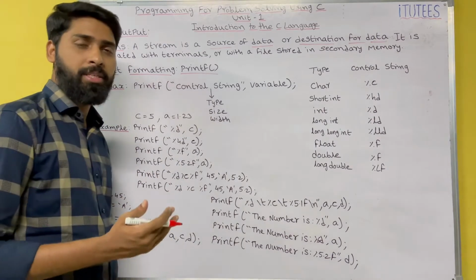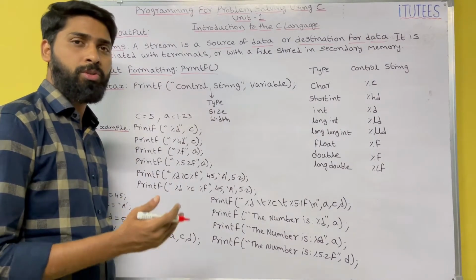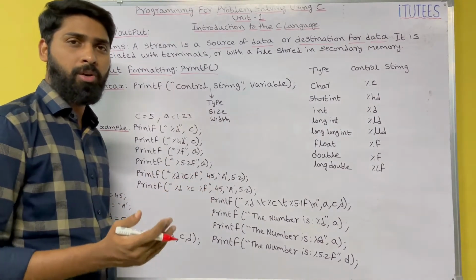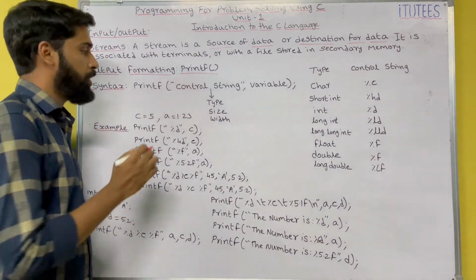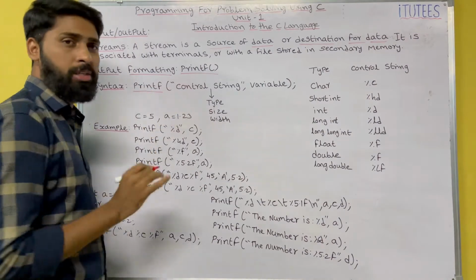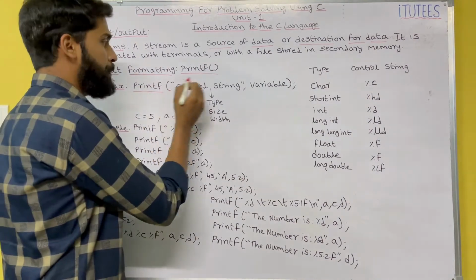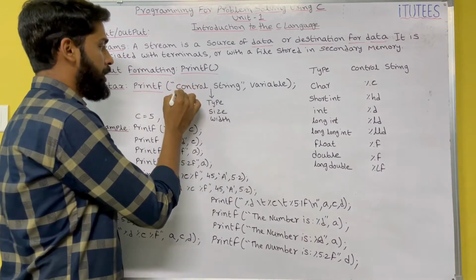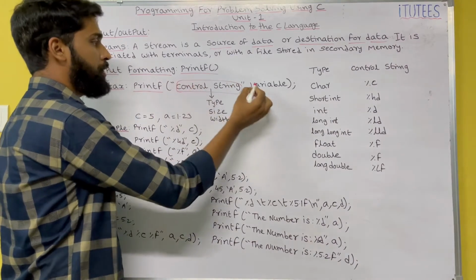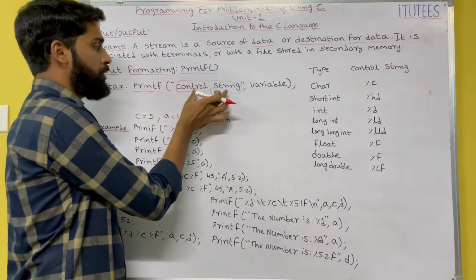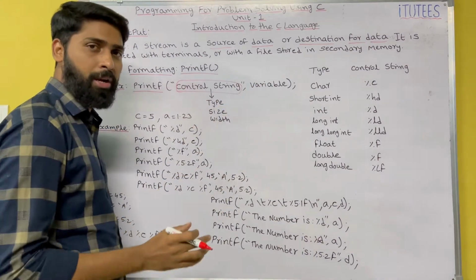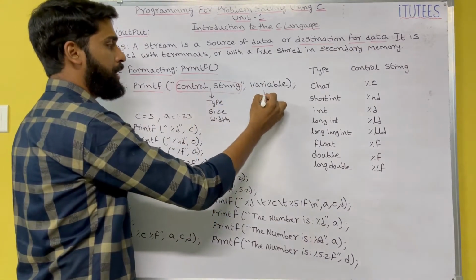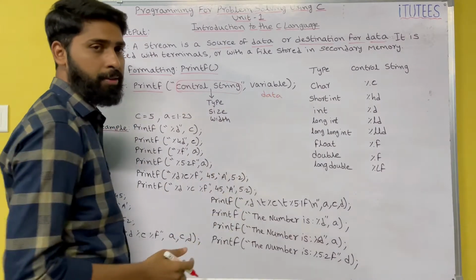So printf is a function which is used to display message on monitor. Now this is the syntax. You are going to write printf, all small letters. In brackets you are going to write control string and variable name. In double quotation you are going to write the control string. After that you can specify the variable name, or you can directly give the constant data.